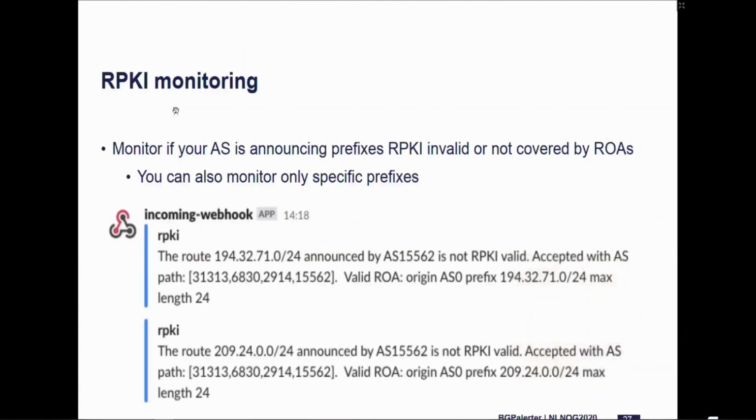So what we want to do is to have BGP Alerter timely notify us if we are announcing RPKI invalids or prefixes not covered by ROAs, both for the entire AS or for specific prefixes. And we want to have alerts like this, where we say what the issue is and also which ROAs cover such prefix.